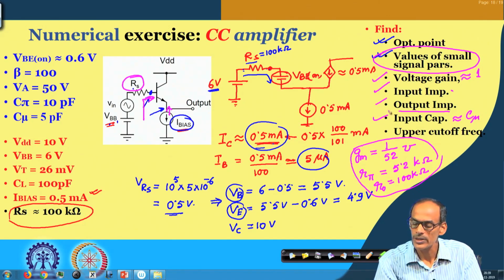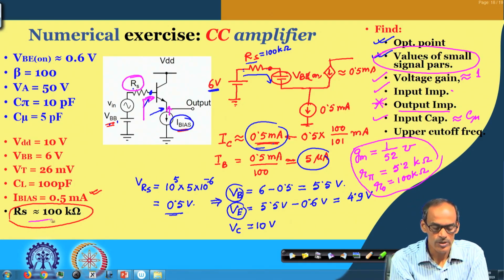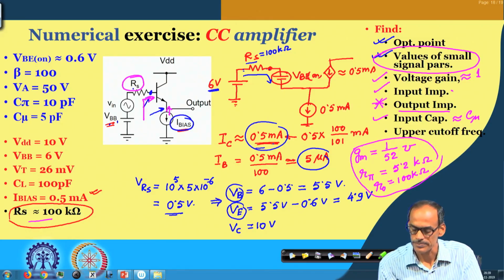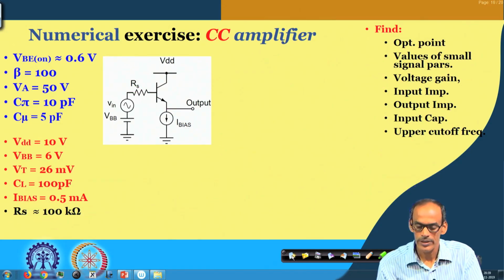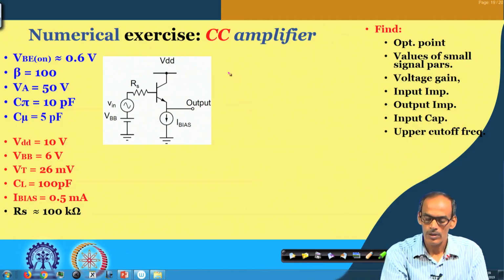So, the only thing is that let us try to see what the corresponding output impedance of this circuit is in the presence of the source resistance Rs. So, let me clear it. What we are going to do is see what the output resistance will be.